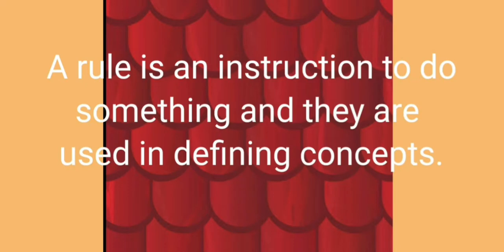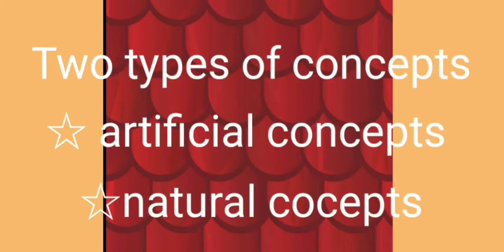In the definition, we have mentioned that a set of features are connected by a rule. Now let's understand what a rule is. A rule is an instruction to do something, and rules are used in defining concepts. On the basis of this, we can have two different types of concepts, and they are artificial concepts and natural concepts. Now let's first talk about artificial concepts.